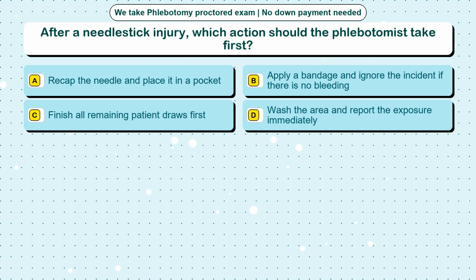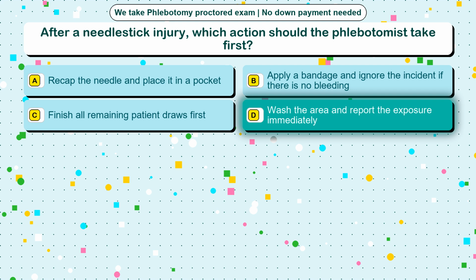Question 31. After a needle stick injury, which action should the phlebotomist take first? Option A, recap the needle and place it in a pocket. Option B, apply a bandage and ignore the incident if there is no bleeding. Option C, finish all remaining patient draws first. Option D, wash the area and report the exposure immediately.